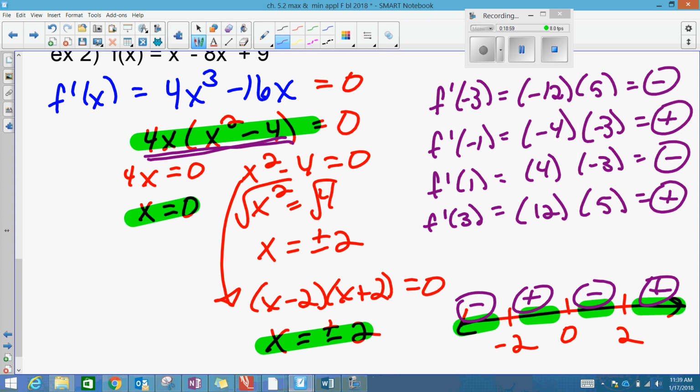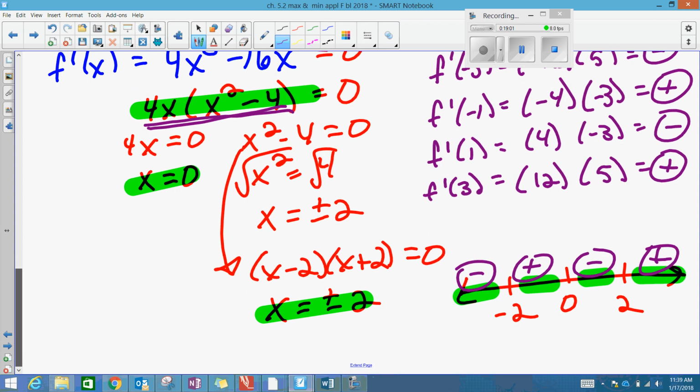So here we have it decreasing and then increasing, so that makes -2 a min. And then it's increasing and then decreasing, so 0 is a max. And then it's decreasing and then increasing, so 2 is also a min.